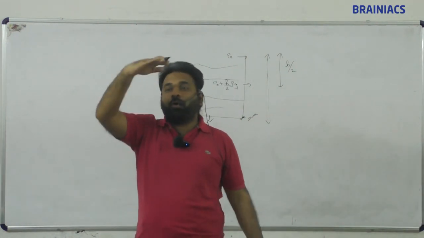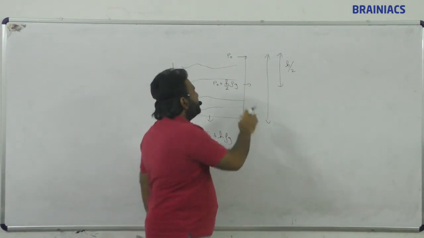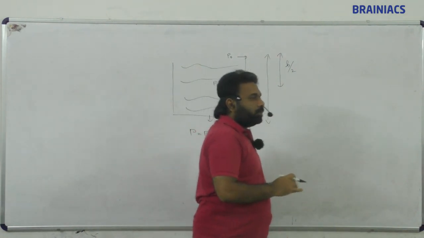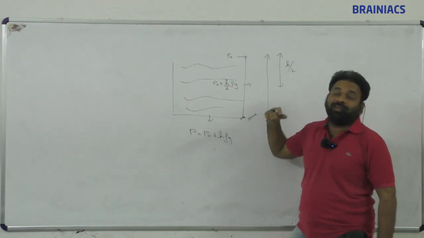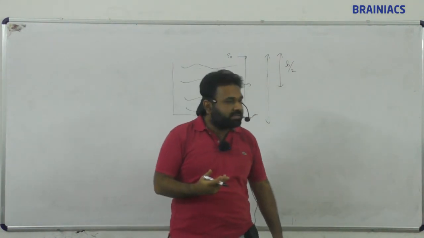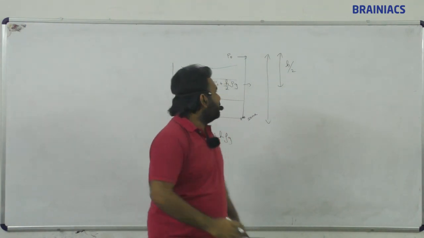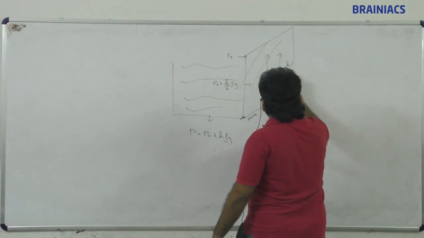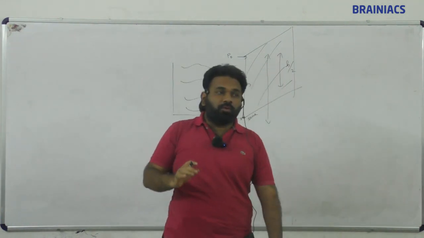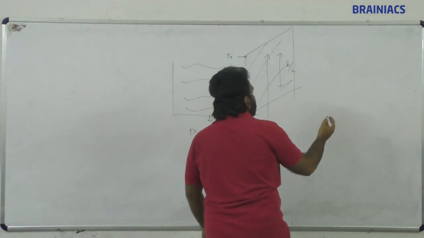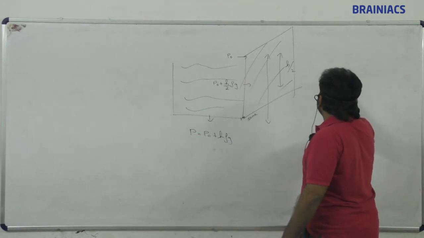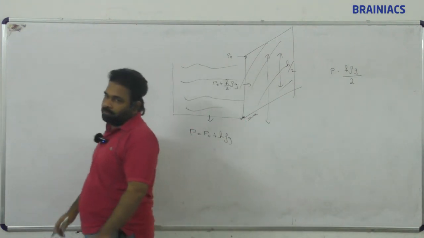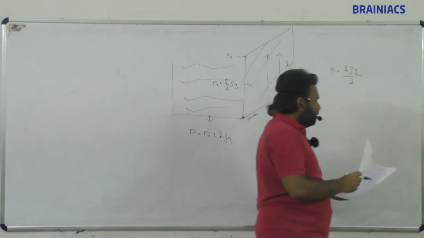So on the top it is P naught, in the middle it is P naught plus H by 2 rho g, and on the bottom, if someone asks, we have a clear answer that it is P naught plus H rho g. But for the side wall, suppose we extend this like a side wall area, we will be able to tell only the average pressure. So the pressure on the side wall will be H rho g by 2. Note it down: on the side wall, H rho g by 2.